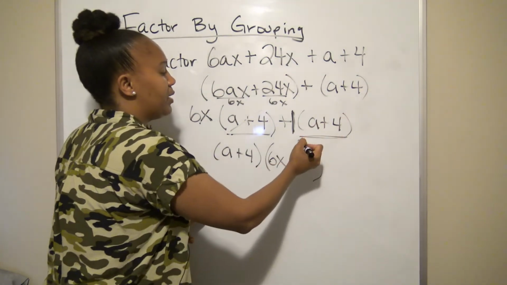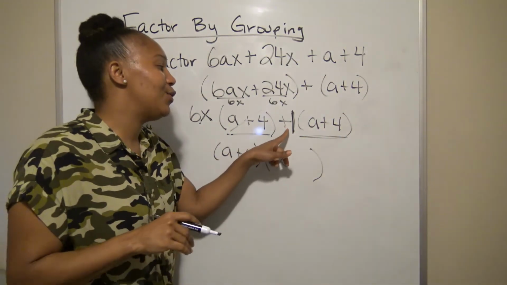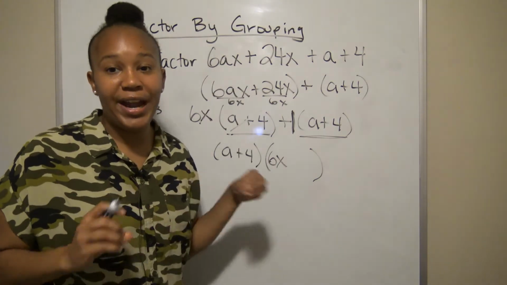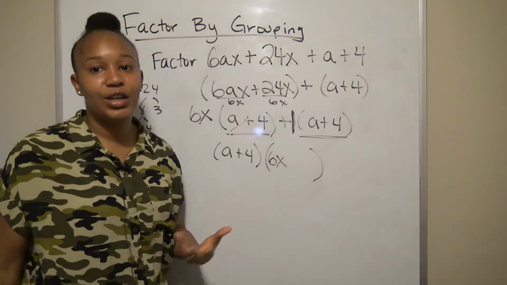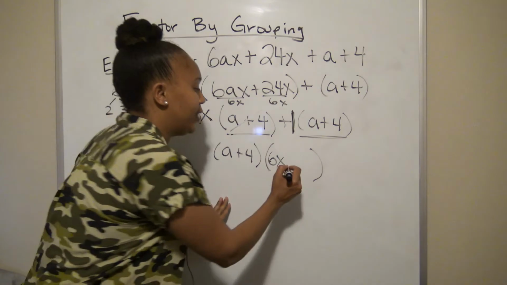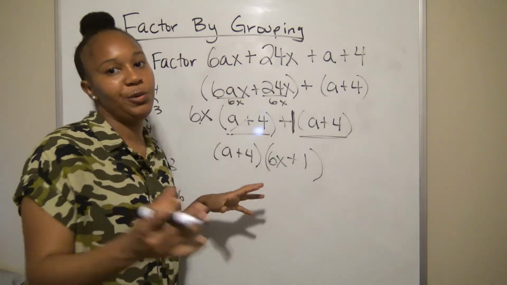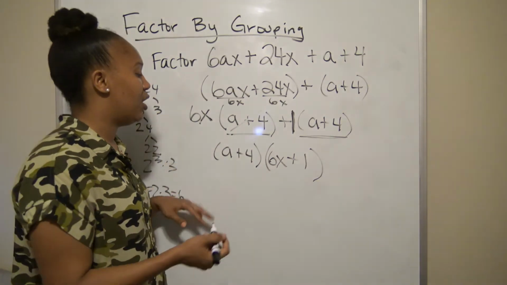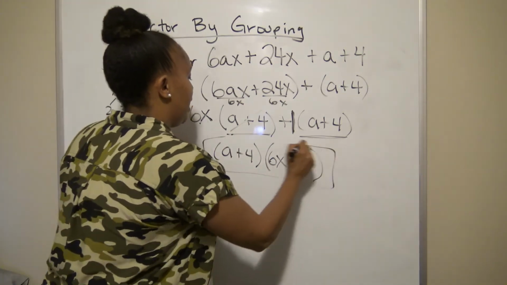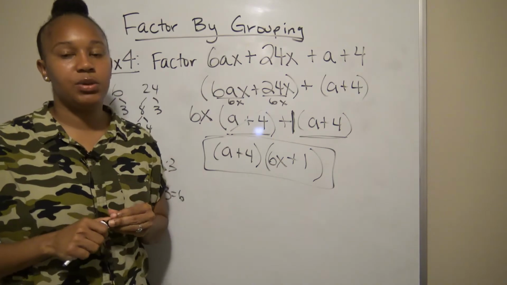If you pull out the a plus 4 here, if you didn't have anything right there, then you would probably end up writing nothing. And if you write nothing, that's incorrect. So you have to write the plus 1 there. So that's why you have to put something in front of those parentheses before you pull out that common term. And so this ends up factoring into a plus 4 times 6x plus 1.